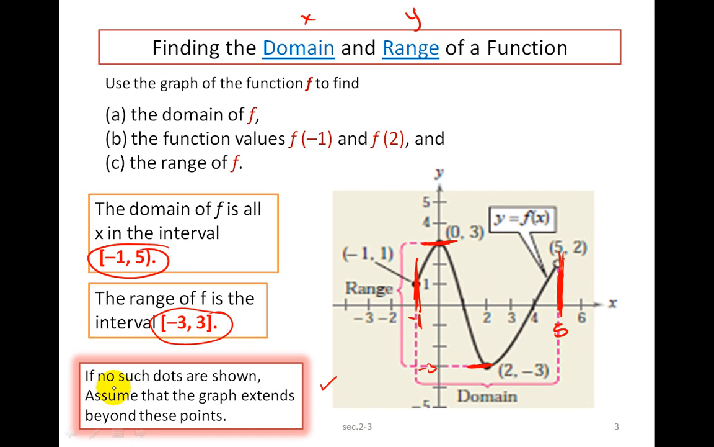Here you have a note. If no such dots, I'm talking about these dots, if no such dots are shown, assume that the graph extends beyond these points. So if these dots were not there, this graph might be extending more and more. So you cannot say that it's stopping at 5 or at 3 or whatever. By the way, once you see these dots filled, that means it's included, but this open one means it's not included, like here. So that's the idea of opening and closing these intervals.